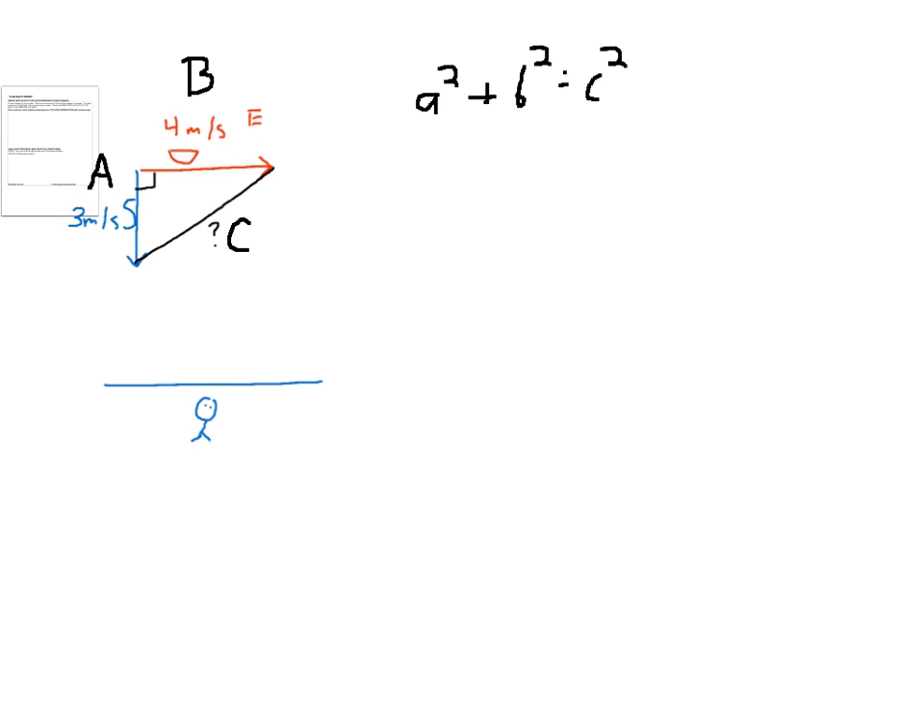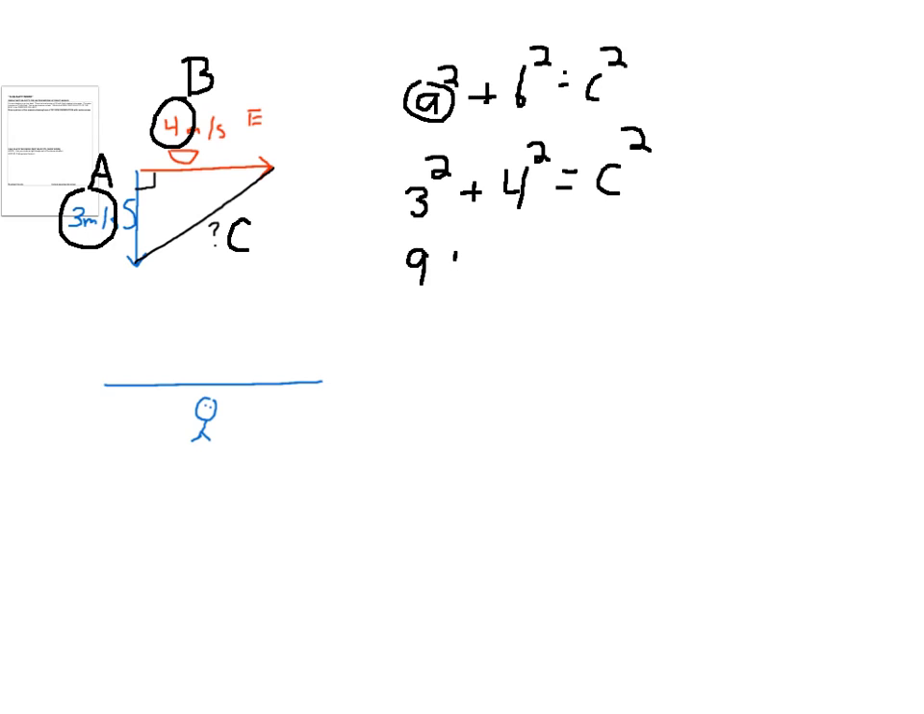Okay. So I'm going to plug in my numbers. I'm going to leave off units. Technically you could include units, which would be better, but I'll leave them off just to keep it simple. I'm going to plug 3 in for my a value, so I get 3 squared plus 4 squared, plugging in 4 for my b value, is equal to c squared. When I do that, I get 9 plus 16 is equal to c squared. Now I can add my 9 and 16. I get 25 is equal to c squared.